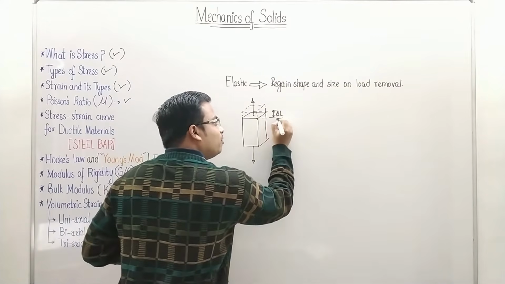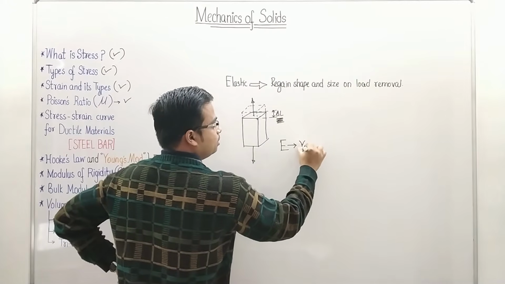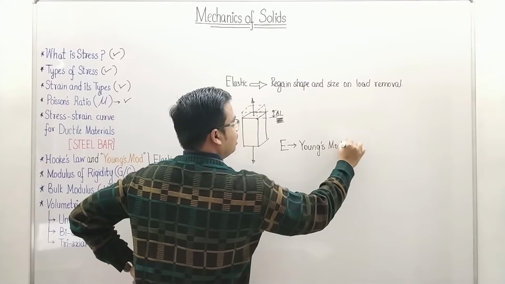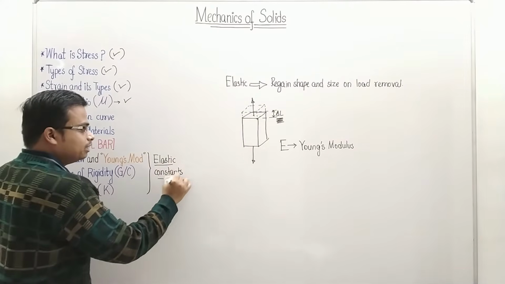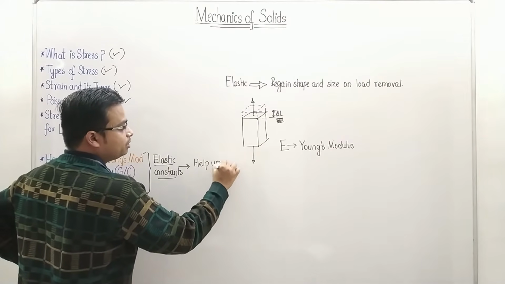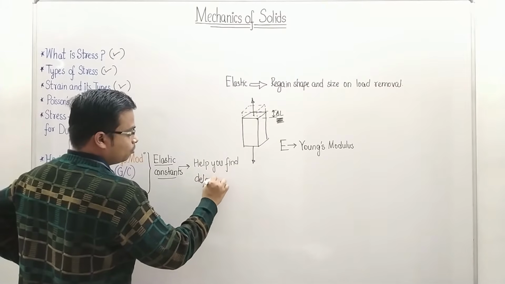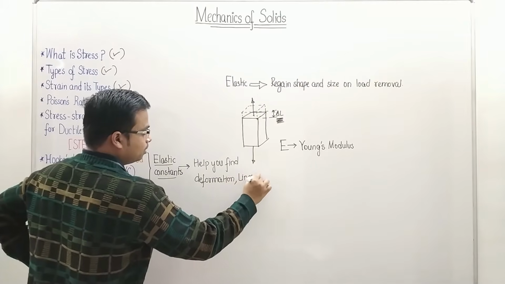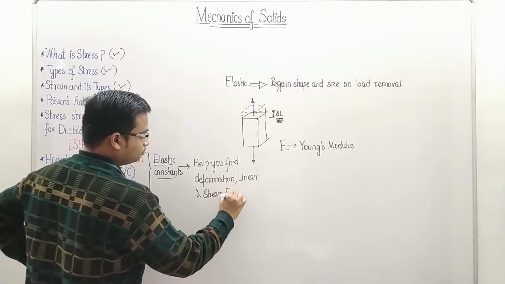If you want to find this change in length, this modulus, which is known as Young's modulus, will be helpful. And how both of them are related, I'll tell you one by one. These elastic constants will help you find the deformations. What sort of deformations? They are linear deformations, linear and shear strain.